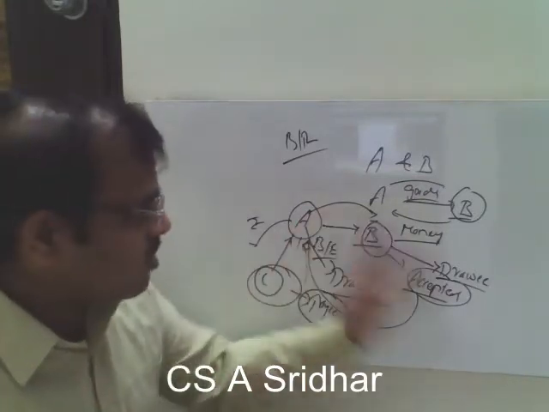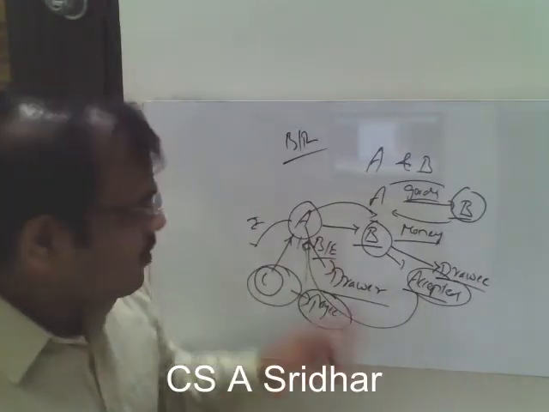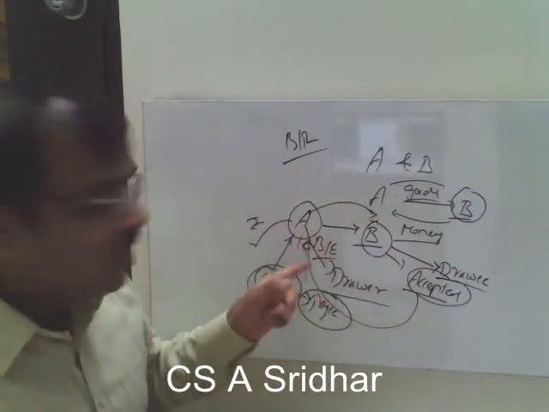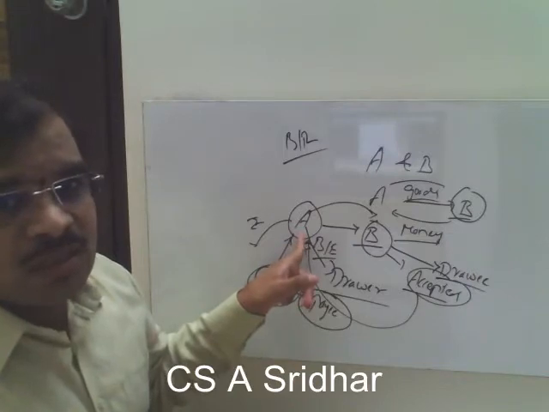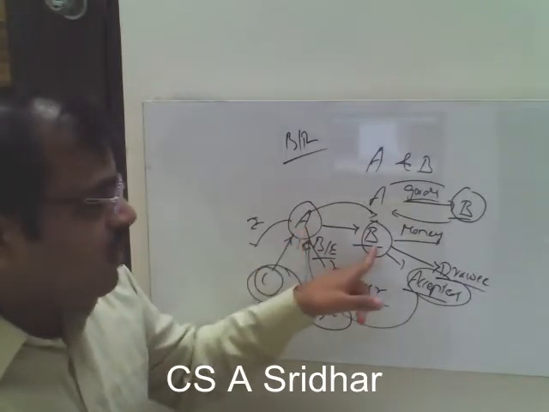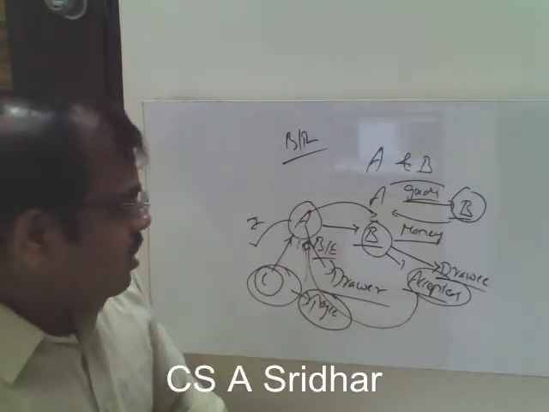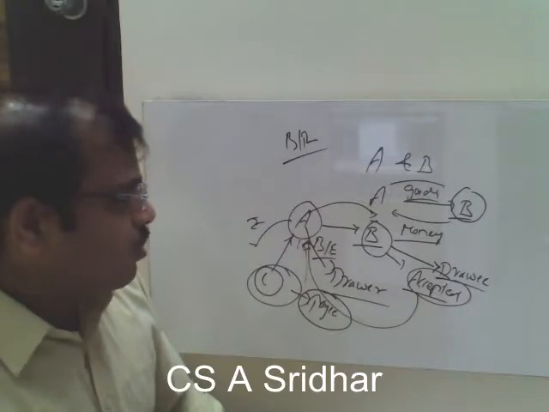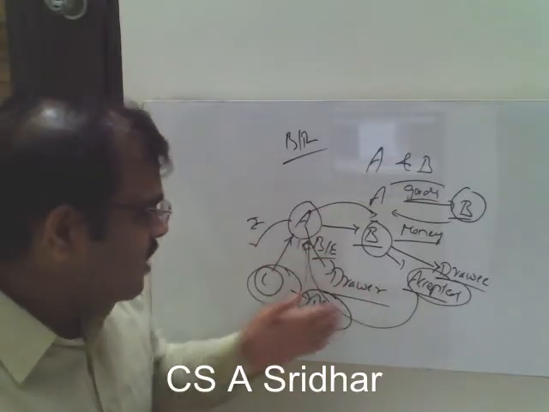Suppose take the example, A has drawn the instrument on B, but he has not given the instrument to any other person. Then on the due date, who is entitled to receive the payment? A is entitled to receive the payment. If A is entitled to receive the payment, then A is called as payee. So in this case, the drawer and the payee can be one and the same. Even one person can be drawer as well as the payee.